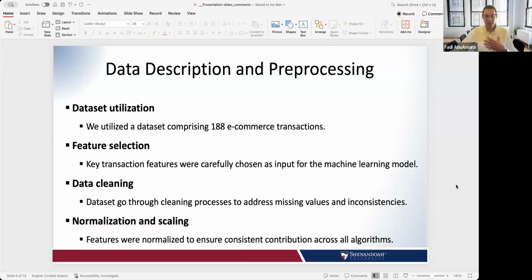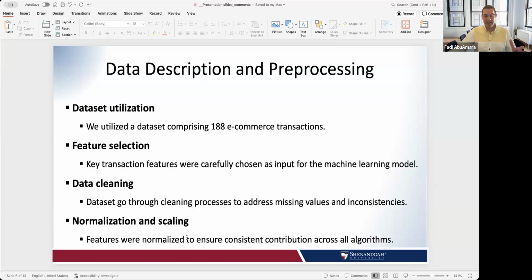Now, features were normalized, and when we say normalized, normalized to the range from 0 to 1. Why? To ensure consistent contribution across all features. Give me an example. Let's say, for example, the transaction amount usually ranges from $1 to 10,000. Another feature, like number of items purchased, usually let's say from 1 to 20.